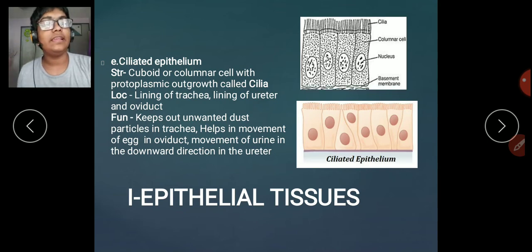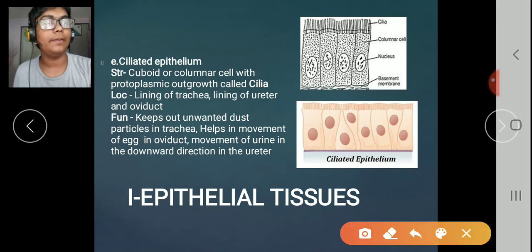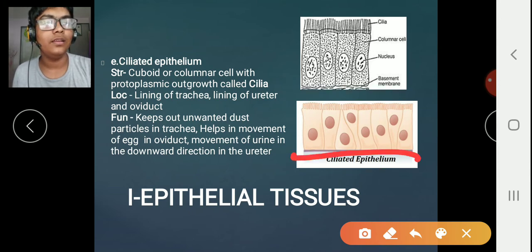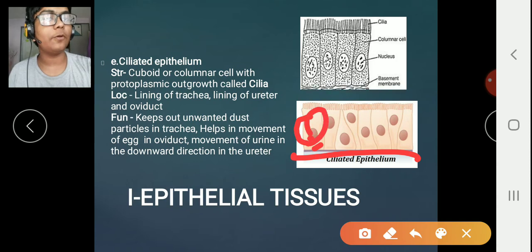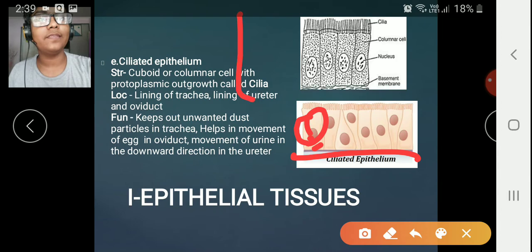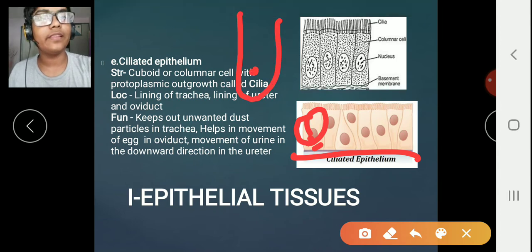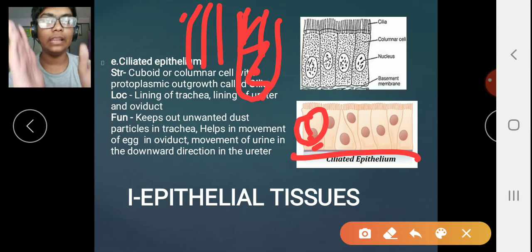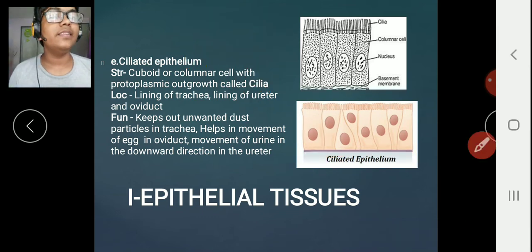Suppose this is a cell. I'll take the pen, one minute. So suppose this is the basement membrane, this is the cell, and the nucleus is at the base. All the other part is the protoplasm, the plasma part. This protoplasm extends outwards and gives a hair-like structure, just like hair. That structure is called the cilia.